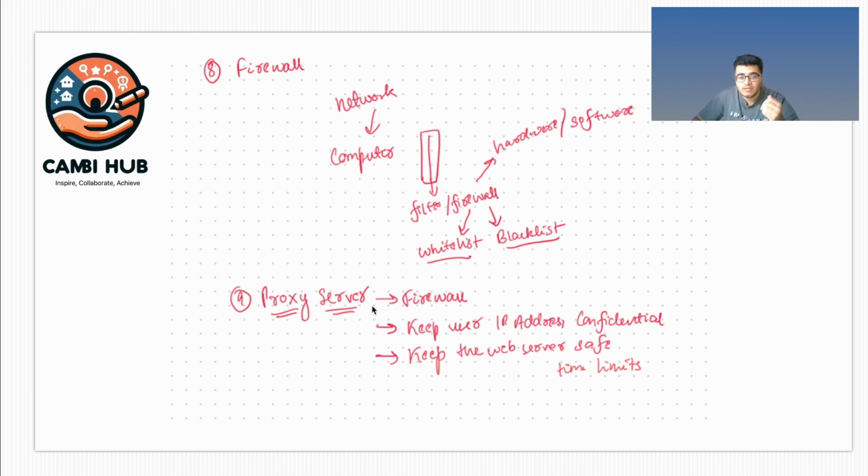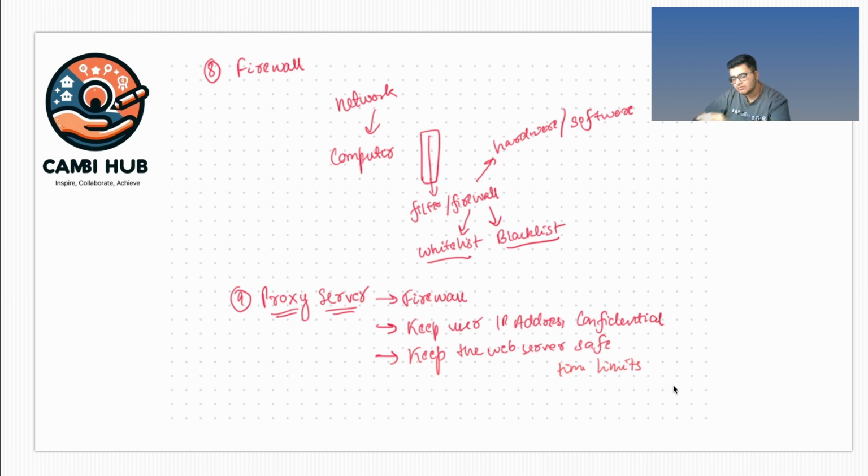A proxy server is a firewall. It acts as a firewall, and it keeps the user's IP address confidential. A firewall does not do that. Your IP address remains yours. Someone else cannot access it. And it keeps the web server safe, right, within time limits. So that's what a proxy server does.